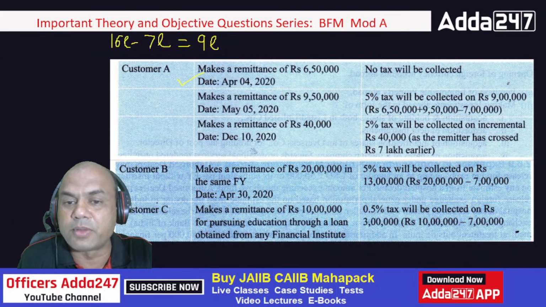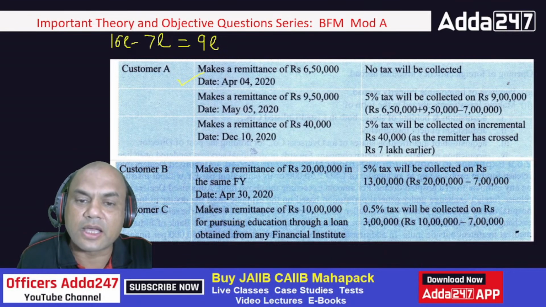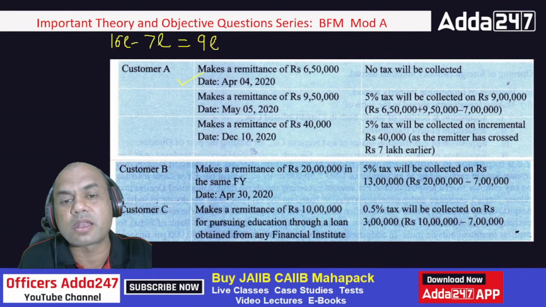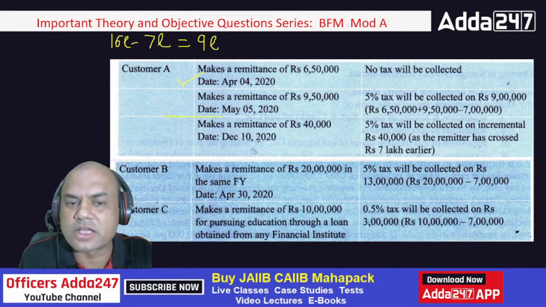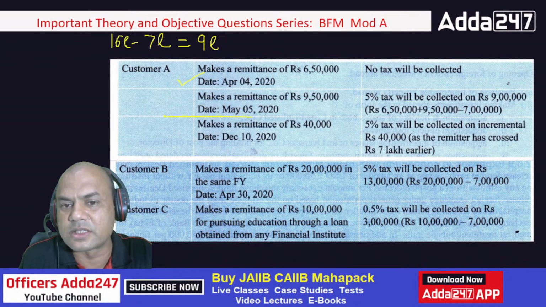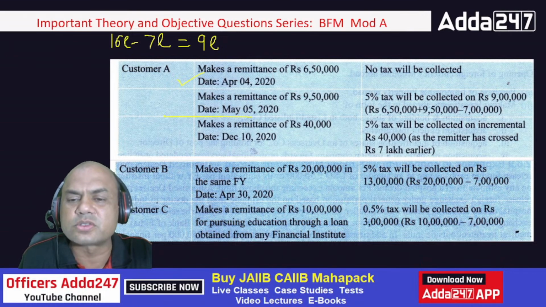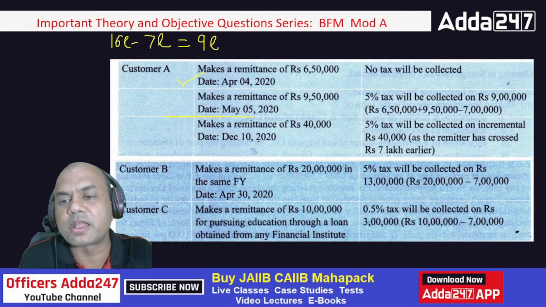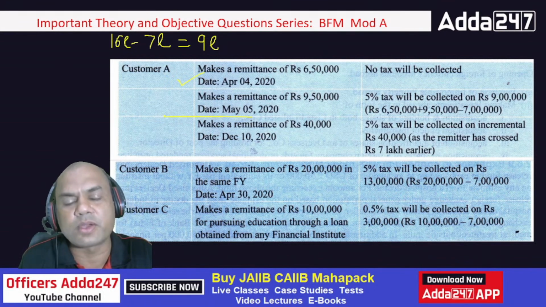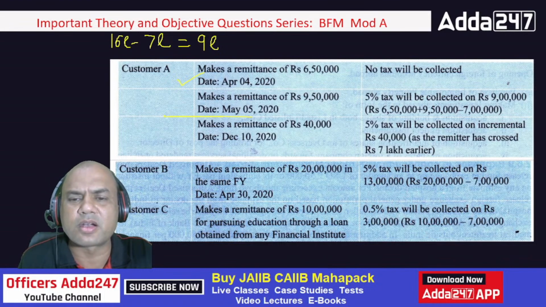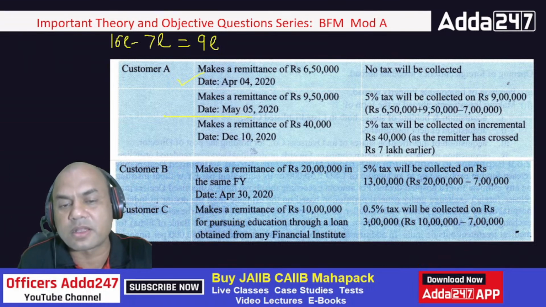So up till now I've made a transfer of this 16 lakhs totally, so I've been charged on 9 lakhs. Now next I make a remittance of 40,000 on December 10th. Everything is clear, right? All my ledger is clear over here. So in this case now 40,000. 5% will be taxed only on the incremental 40,000 as the remitter has crossed 7 lakhs earlier, right? So I'll be paying what? 40,000 into 5%. So it will be 400 into 5, right? So 2,000. 2,000 I'll be paying as a tax on December 10th.